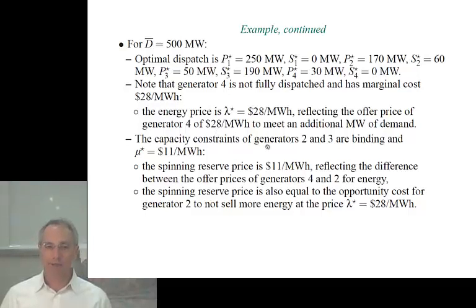On the other hand, the capacity constraints of generator 2 and 3 are binding, and mu star is $11 a megawatt hour. The spinning reserve price is $11 a megawatt hour. That reflects the difference in the offer prices of generator 4 and 2 for energy. The spinning reserve price, we can also think of it as equal to the opportunity cost for generator 2 to not sell more energy at the price $28 per megawatt hour.